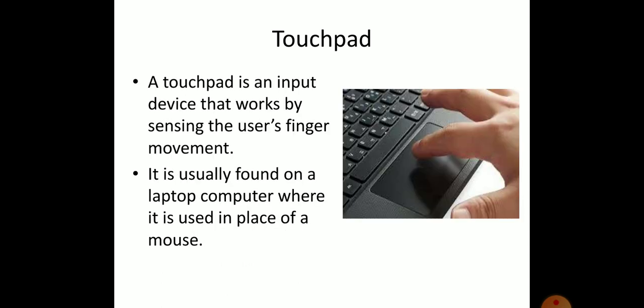Next, touchpad. A touchpad is an input device that works by sensing the user's finger movement. It is usually found on a laptop where it is used in place of a mouse. You can see in the laptop we can use a mouse, but mostly the touchpad is already available in the laptop, and in place of the mouse we can use that touchpad.